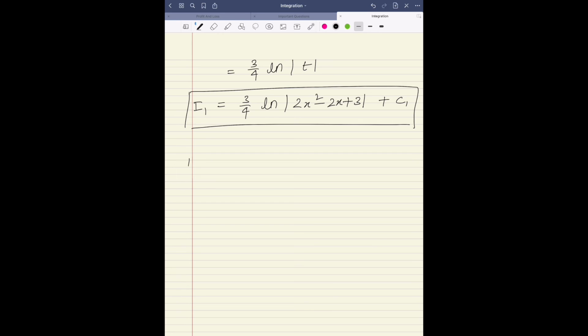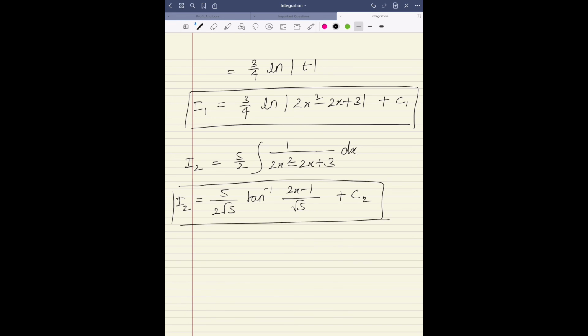To find I2, I have already prepared a video where I am telling how to find the integral of quadratic type. Please go check out video number 2. I am directly going to write the answer for this so that you guys can compare once you are done. The answer for I2, once you solve it, you will get will be 5 upon 2 root 5 tan inverse 2x minus 1 upon root 5 plus c2. We are going to call it c2 because we are finding I2. This will be our I2.